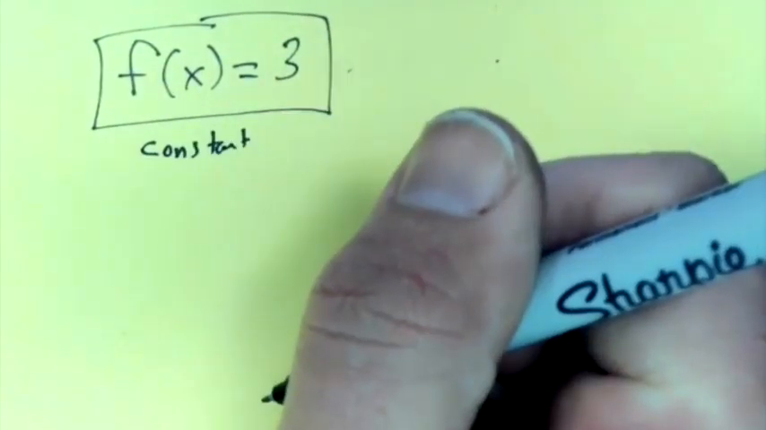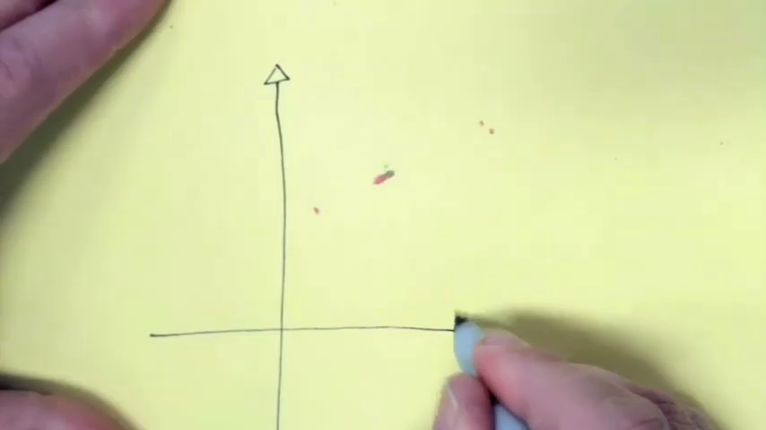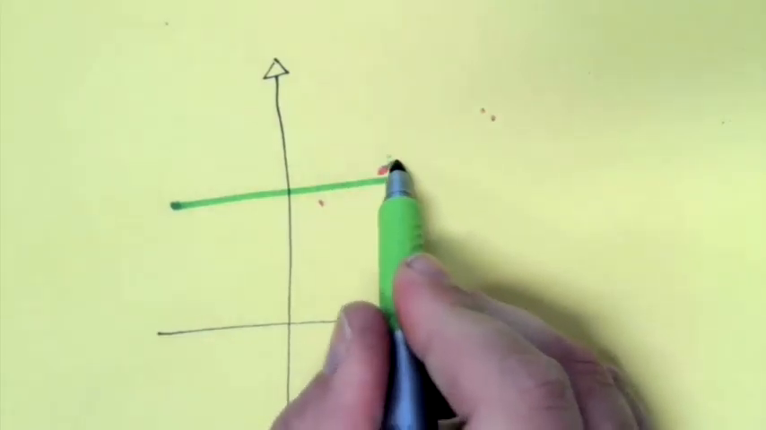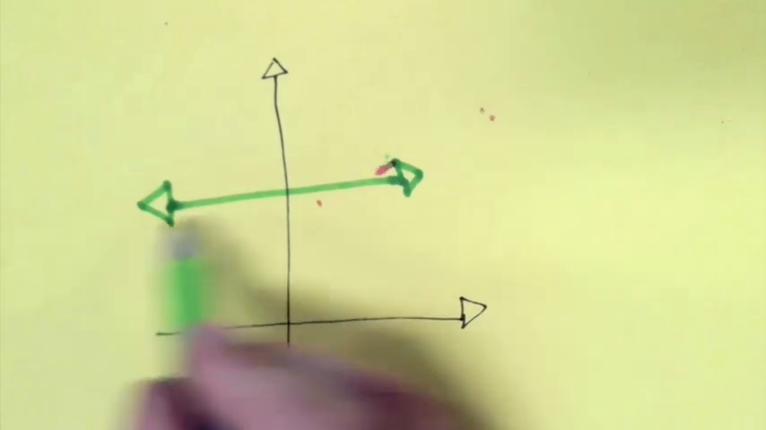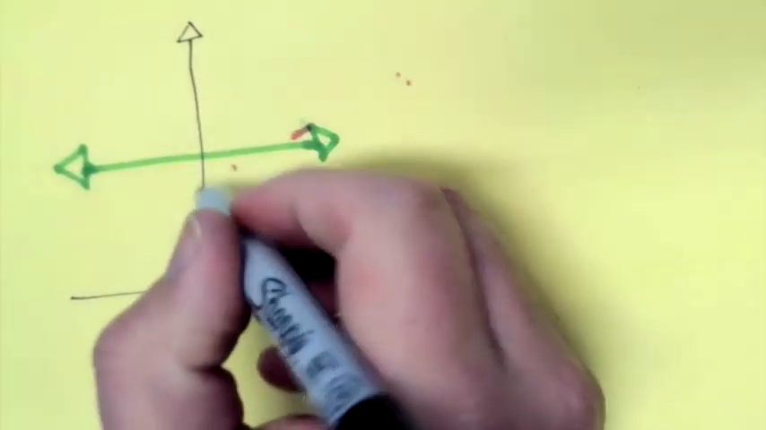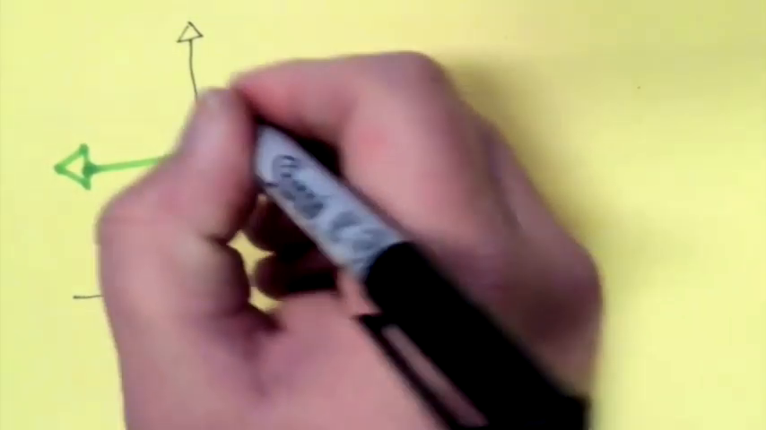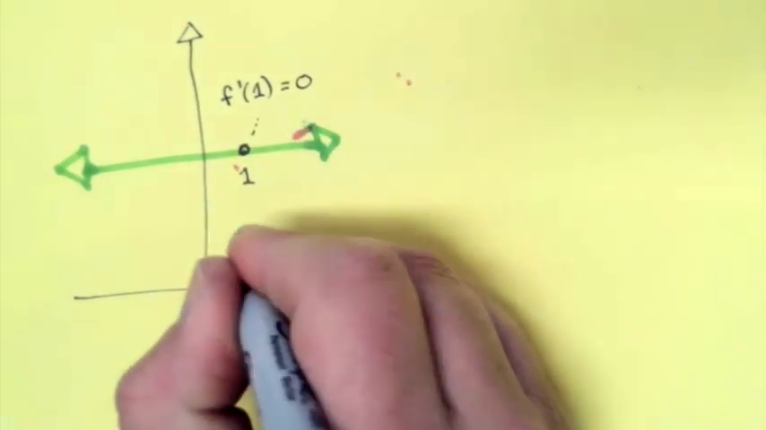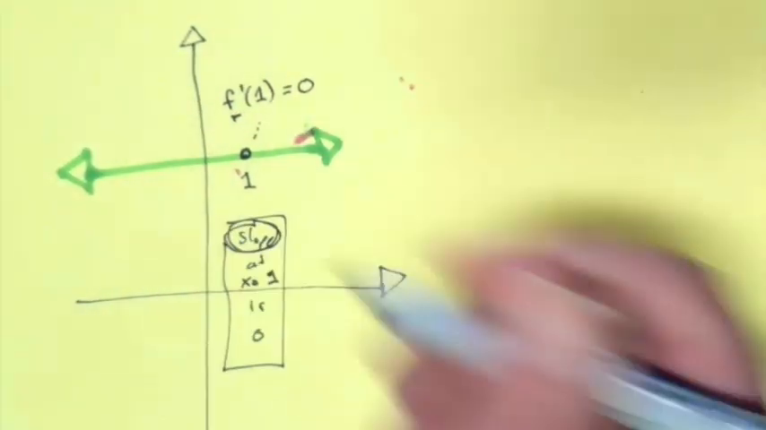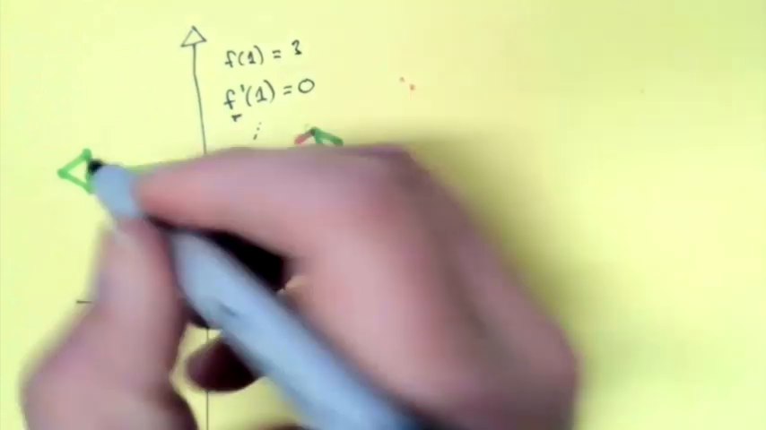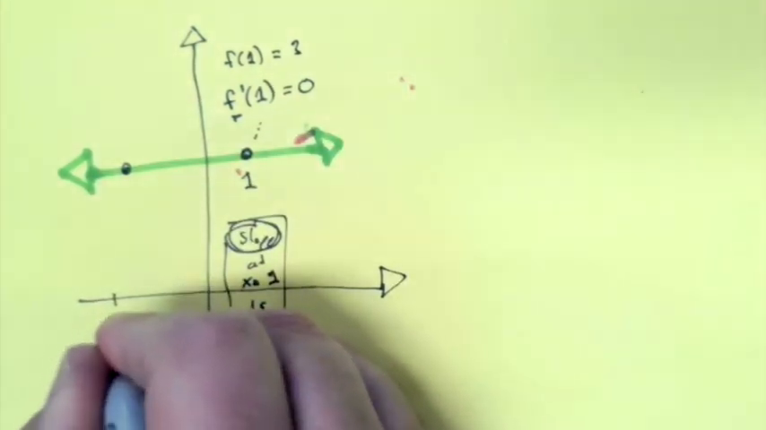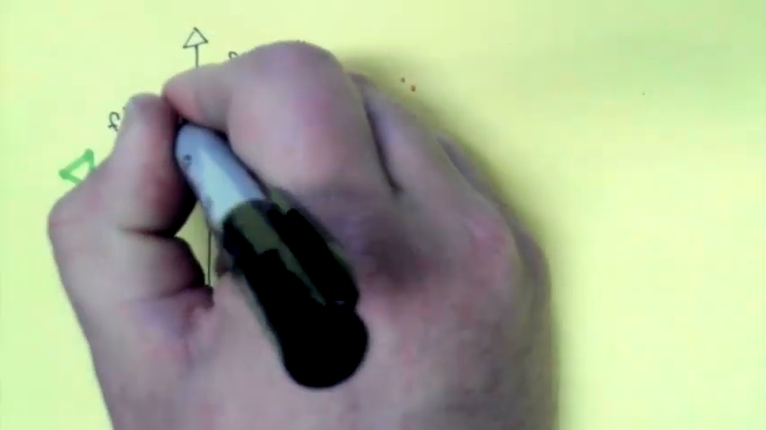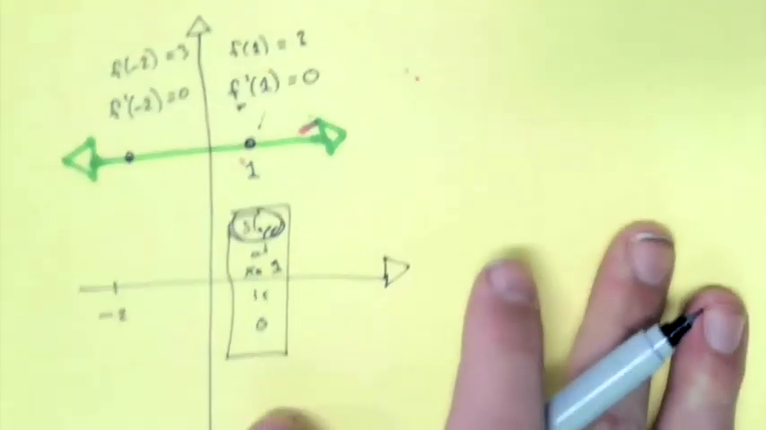Now, I think that we should be able to say, based on the graph of f of x equal to 3, it's just a completely flat line. What is the slope of this at any point? Like, what is f prime of 1? 0. Why? Yep, the slope here is 0. f prime is the slope. Now, what is f of 1? 3. Okay. What about at -2? What is f prime of -2? 0. What about f of -2? 3. And it doesn't matter what value you pick.